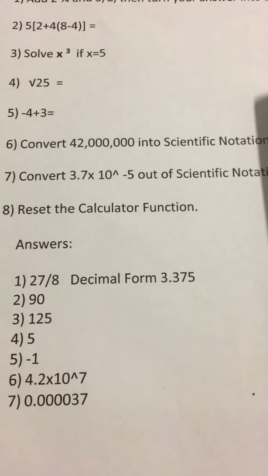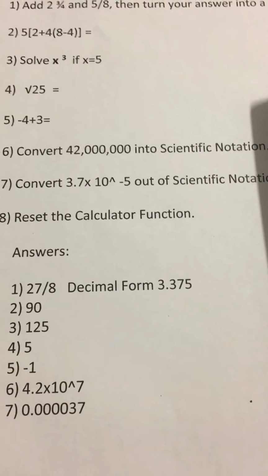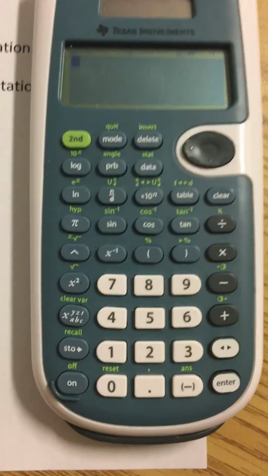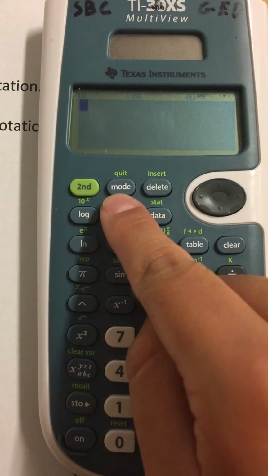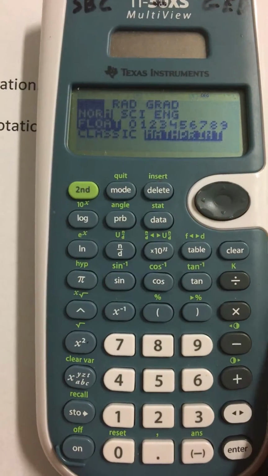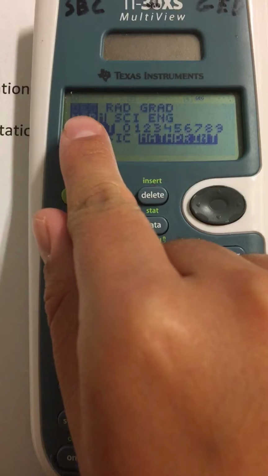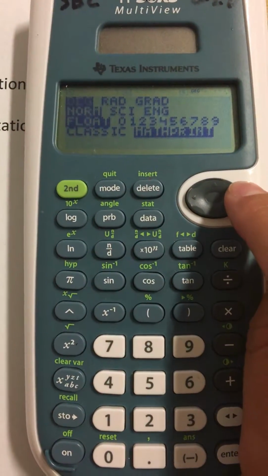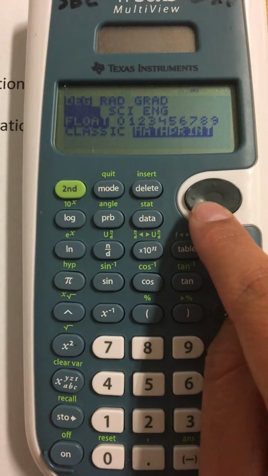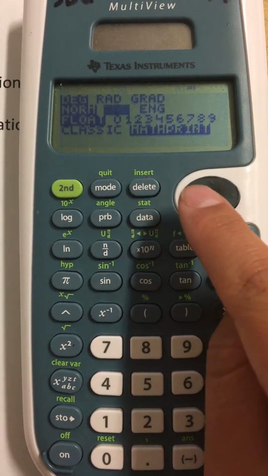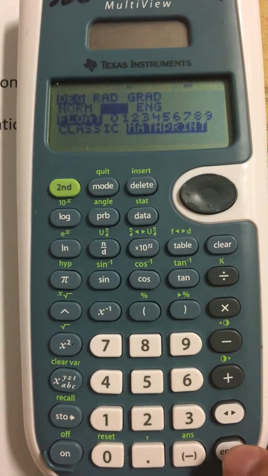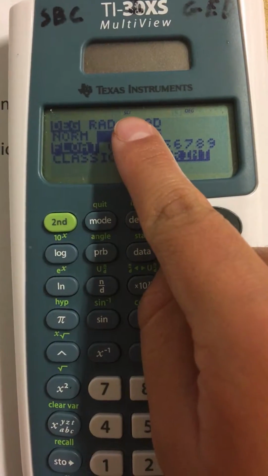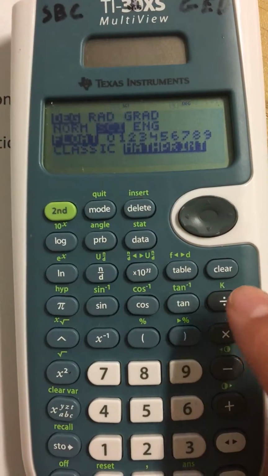Now we're going to learn how to convert this number into scientific notation. Now there is actually a different mode on here. So if you go here to mode, it'll bring up this screen. And where it says DEG that's flashing, that's where your cursor is right now. So you want to go ahead and move it to this SCI and press enter. Now, if you notice at the very top right there, it has SCI. That means you are now in scientific mode.